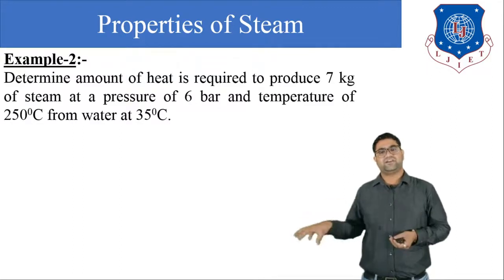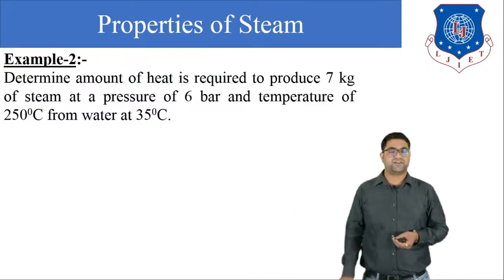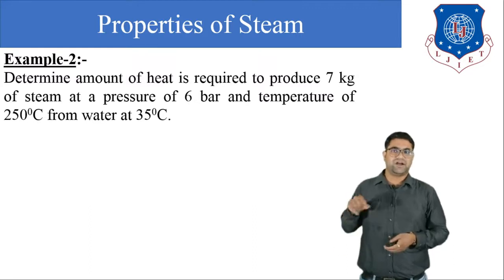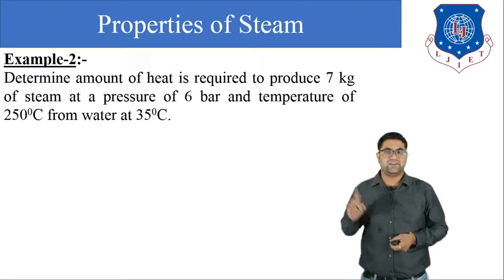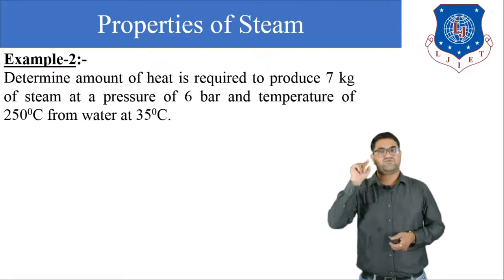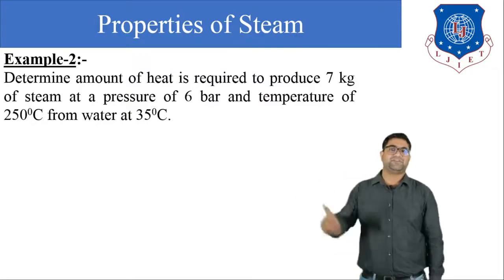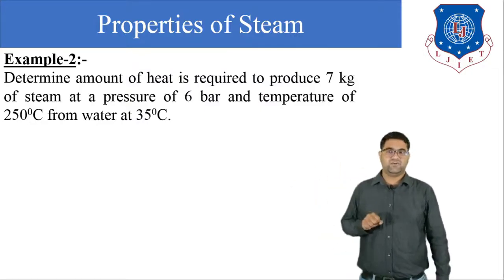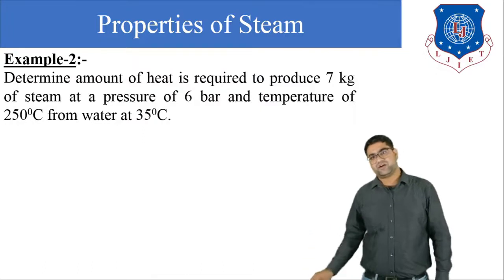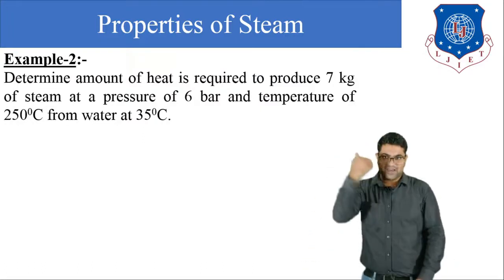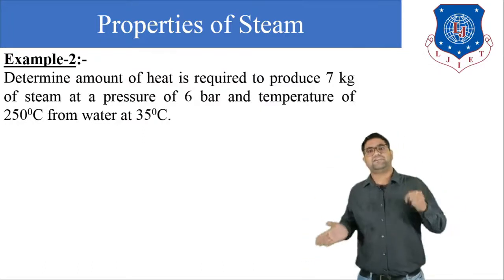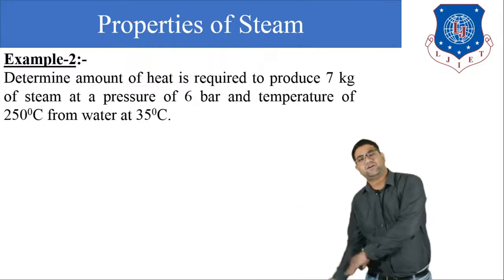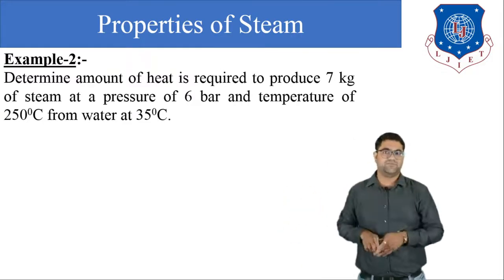So 7 kg of water at 35 degrees Celsius will be heated up. After that it will convert into dry steam. After that it will convert into superheated steam, and the superheating temperature is already given, that is 250. So we have to convert water into superheated steam and find how much amount of heat is required to convert this water into superheated steam.